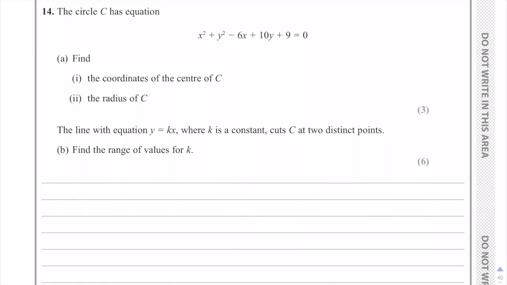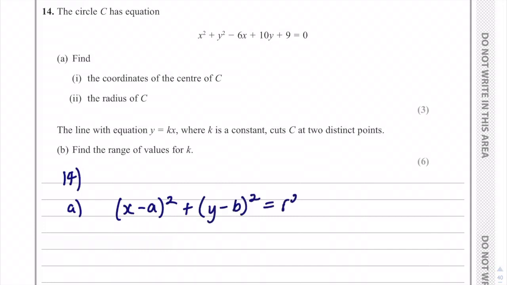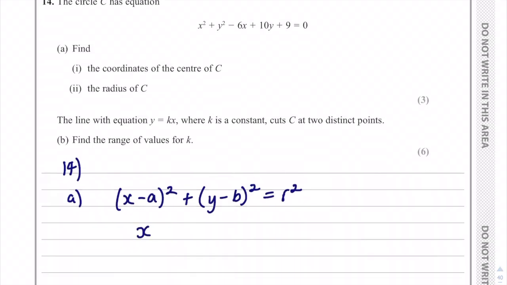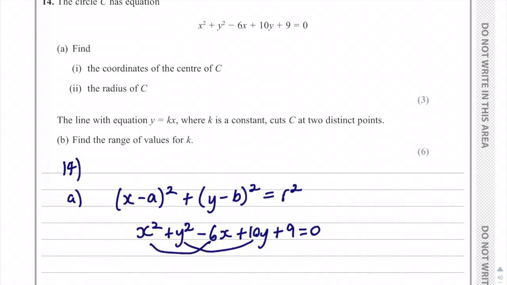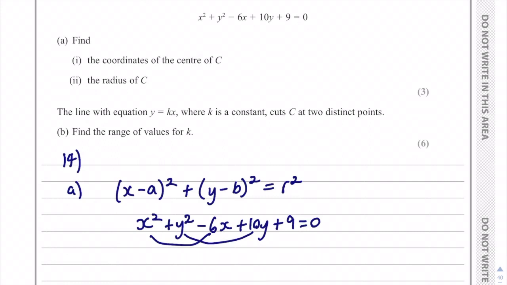So what we need to do is rewrite this equation in the form of (x minus a) all squared plus (y minus b) all squared, and that's going to equal the radius squared. The equation at the moment is in its fully expanded Cartesian form. So what I can do is collect the x terms, collect the y terms, and complete the square.